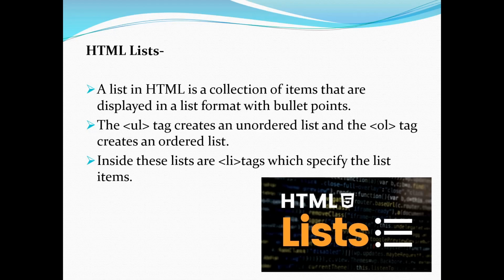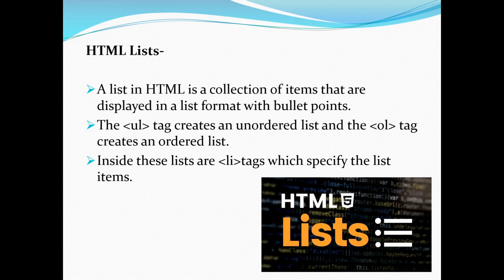The topic for today's session is HTML list. Now, what is HTML list? It is a collection of items that are going to get displayed in a format with bullet points. You can see how the list is looking here. Now, when we talk about list, we have two types of list, unordered list and the ordered list.